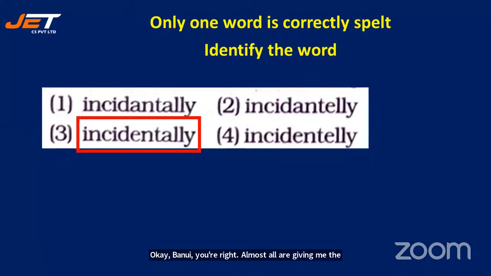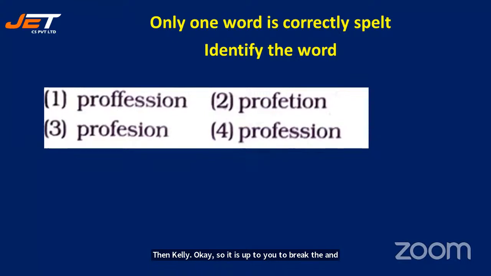Perfect. Incidentally. Yes, so there is one clue on how to learn the words, students. When you find any difficulty in learning one particular big word, break the word into many or maximum parts. Then learn it by heart, and then you will get the word. Here, for example, in-ci-dent-ally. So it is up to you to break the word and then do it. All right. See the next question.